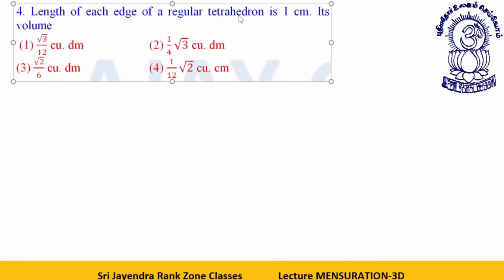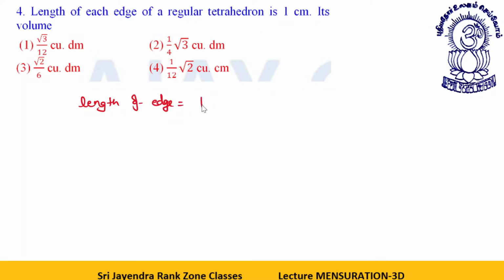Length of each edge of a regular tetrahedron is 1. Its volume will be? See, what is the length of edge? It is 1 centimeter. So volume will be what? Root 2 by 12 into 1 into 1, that is root 2 by 12 centimeter cube is your answer. Is this clear, dear students? This is option number 4.